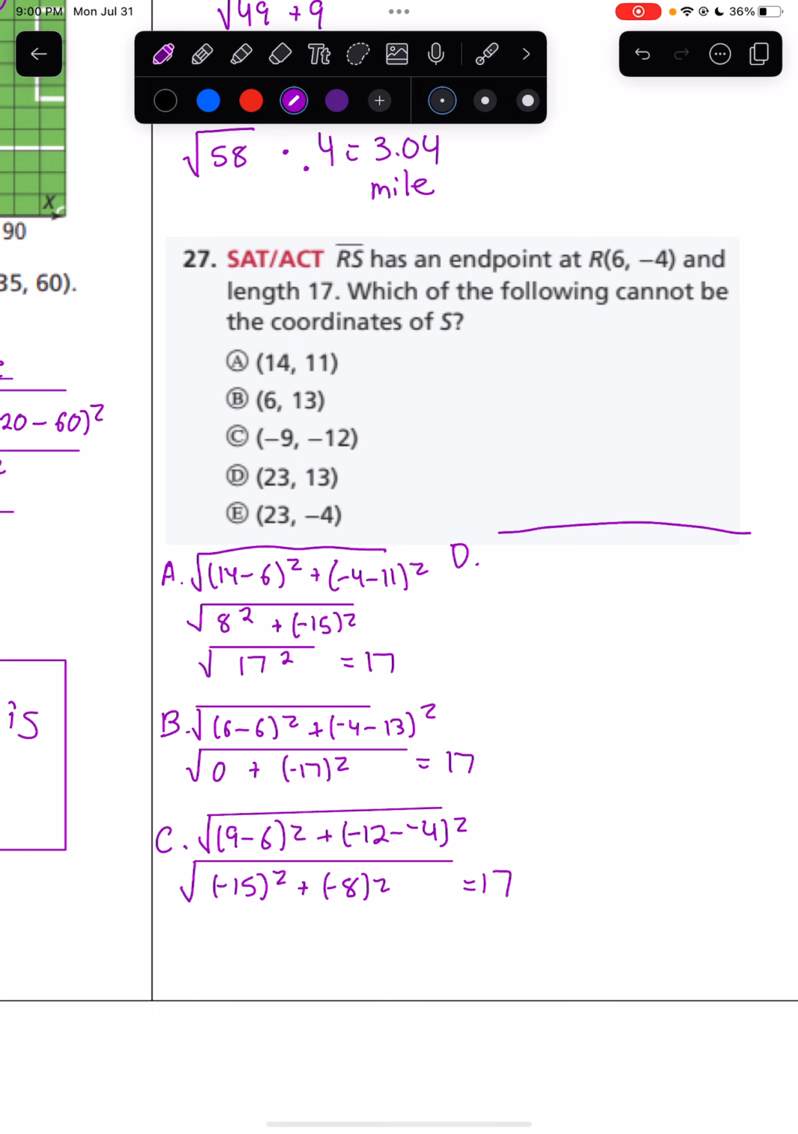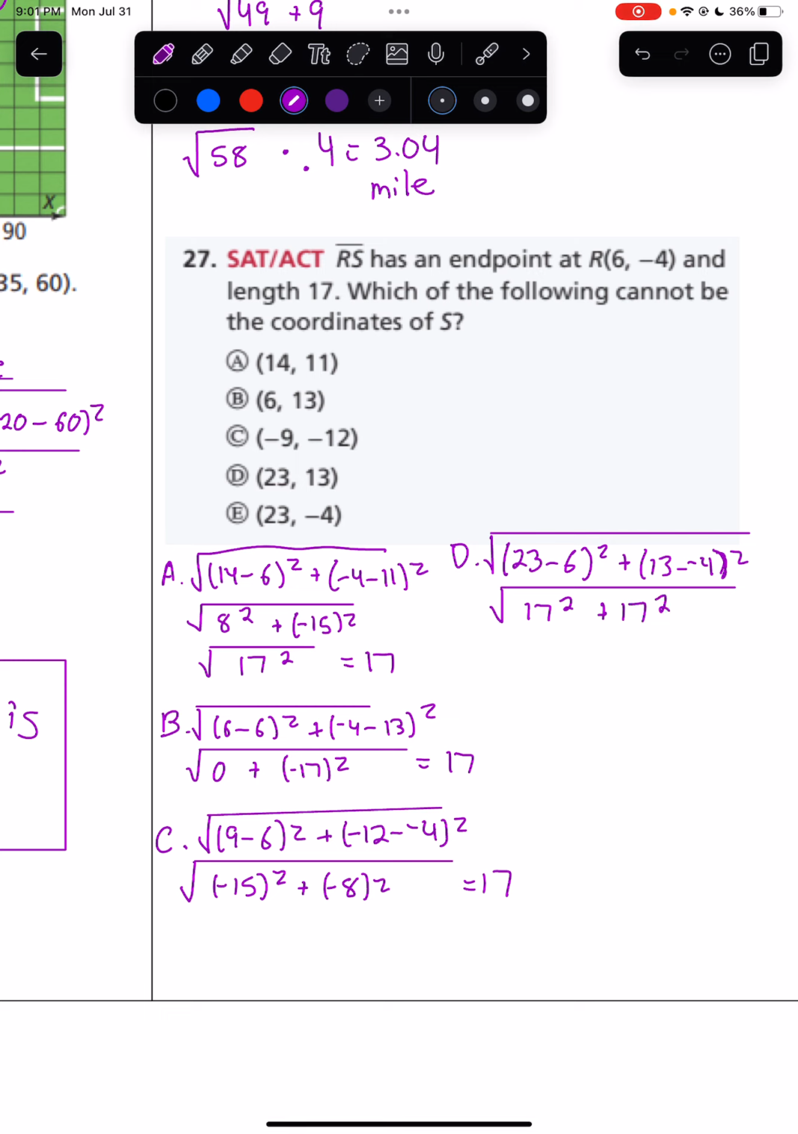That's going to be the square root of 23 minus 6 squared plus 13 minus -4 squared. And that is going to give us the square root of 17 squared plus 17 squared. Hey, that's more than just 17. So this is not 17, which means D is the answer choice, which cannot be the coordinate of S. And we don't even need to try E then.